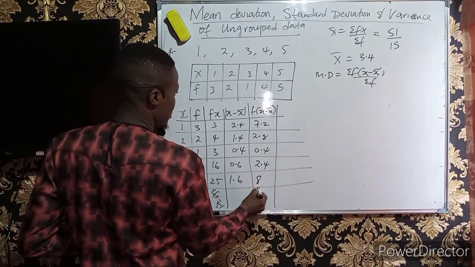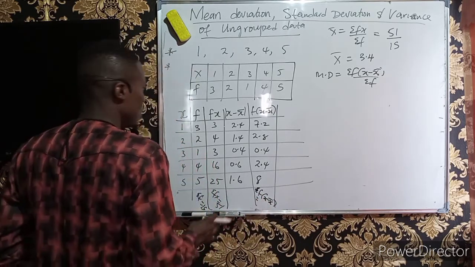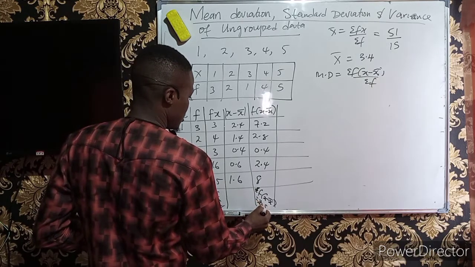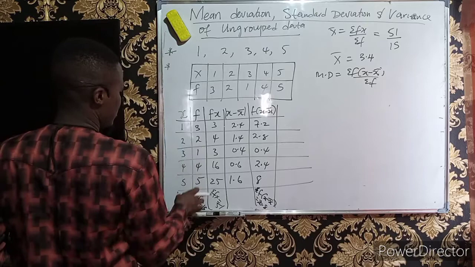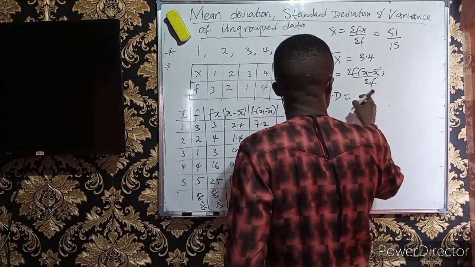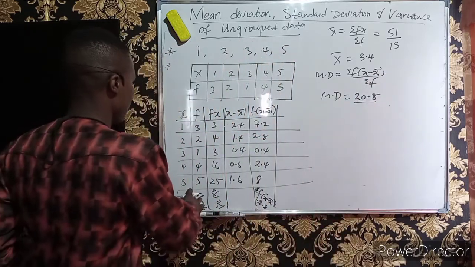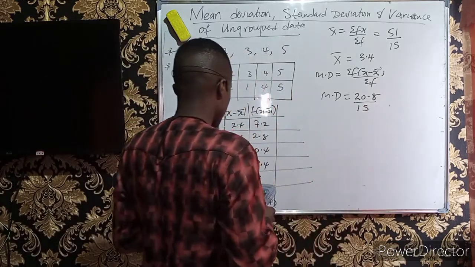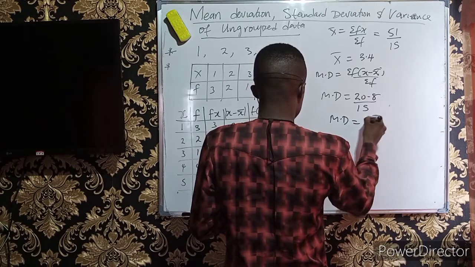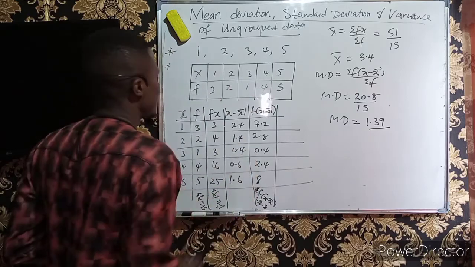Okay, so let's sum up. That is summation f into x minus x bar. This is already 10, 18, 20.4, 20.8. Then summation f is already 15. So the mean deviation will now be 20.8 over summation f, which is 15. Divided by 15, this gives us our mean deviation, approximately 1.39 to 2 decimal places. That's our mean deviation. So let us continue to get the standard deviation.